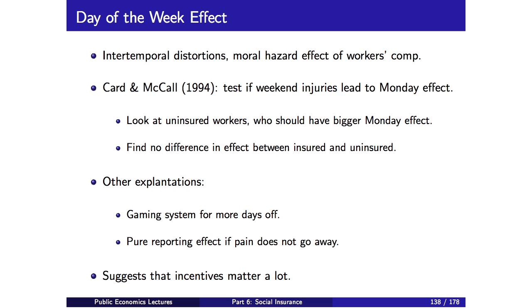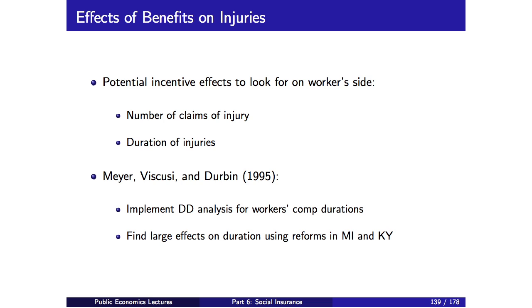What it suggests is that incentives could potentially matter quite a bit, and so that leads to work actually studying how changes in benefit levels affect the number of claims of injury and affect the duration of injuries, all right? So one of the best papers in this literature is by Meyer, Viscusi, and Durbin in the AER in 1995, which implements a DD analysis for workers' comp durations.